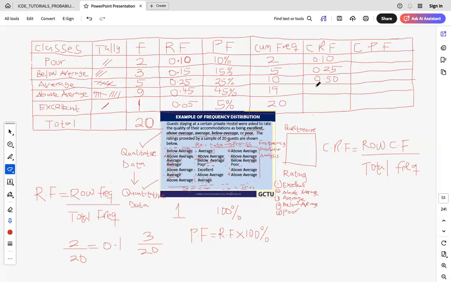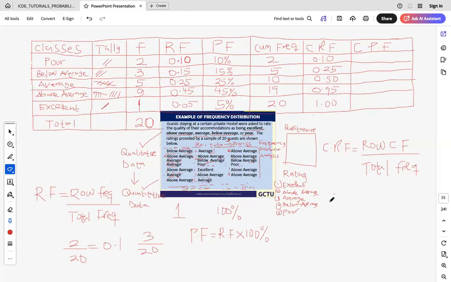Then 19 divided by 20. What are you having? 0.95. Then last one, 20 divided by 20, you get 1.00. Very good. So let's finish up with the last column and then begin writing our information down.